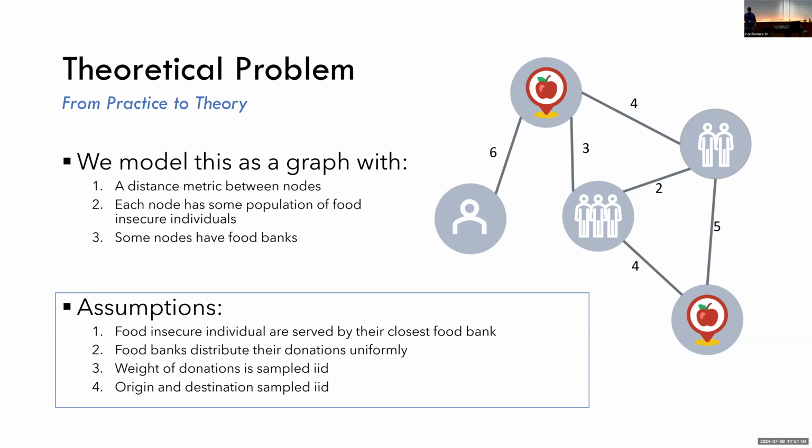And then the fourth assumption is that the origin and destination of the food delivery is going to be sampled IID from a distribution that's close to being proportional to the food insecure population. The rationale behind this decision is that from data we can see that the distribution of the actual population is very close to the distribution of the food insecure population in each area. And so the more population in one specific node, the more supermarkets, the more food deliveries, and thus the more deliveries are going to be rejected.